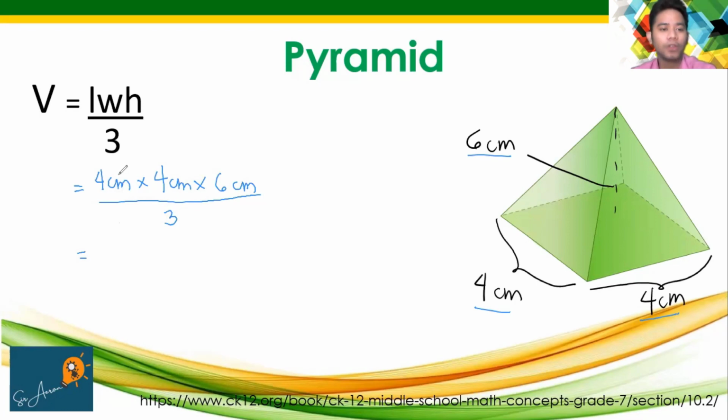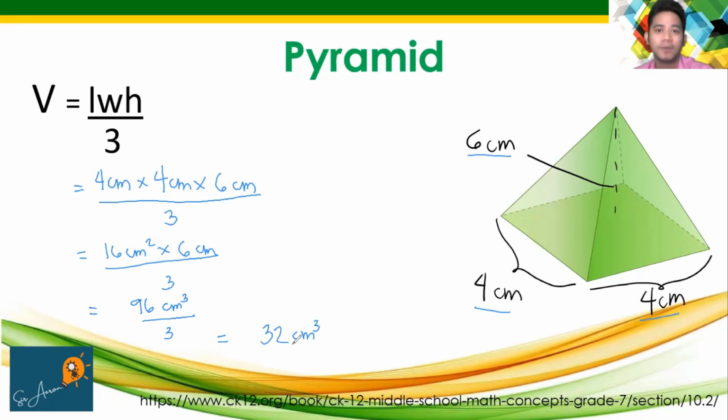So i-multiply natin. Ito muna tayo. 4 times 4 centimeters is 16 square centimeters. Times 6 centimeters, sulat lamang uli natin, then divided by 3. Then sagutan lamang natin or tapusin natin yung numerator. 16 square centimeters times 6 centimeters, ang sagot doon ay 96 cubic centimeters. Then i-divide yun sa 3. Then 96 divided by 3, ang sagot doon ay 32. Tapos kokopihin lamang natin yung unit of measurement na cubic centimeters. So the volume of this pyramid is 32 cubic centimeters.